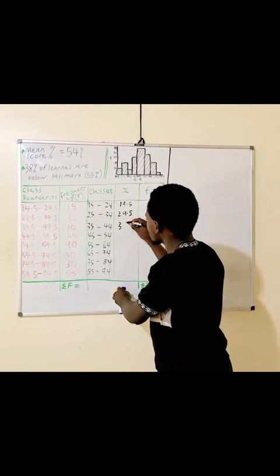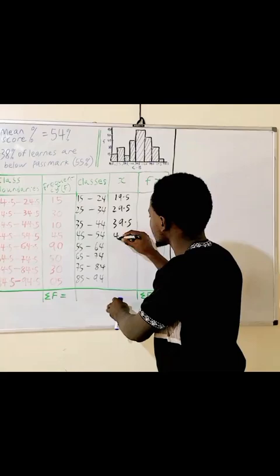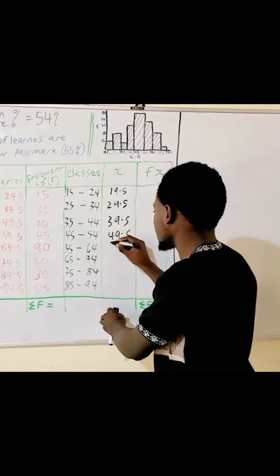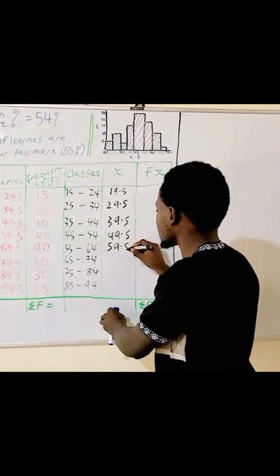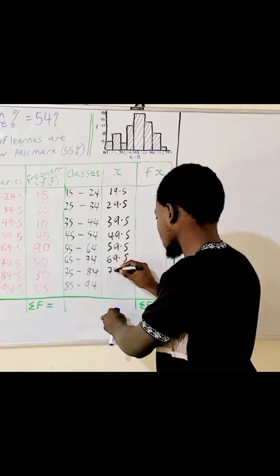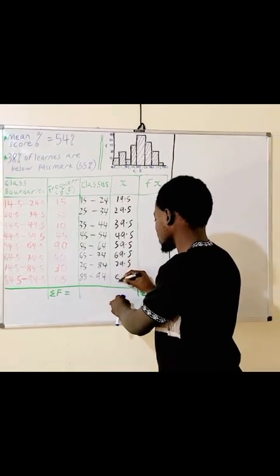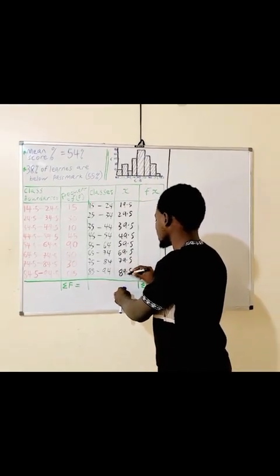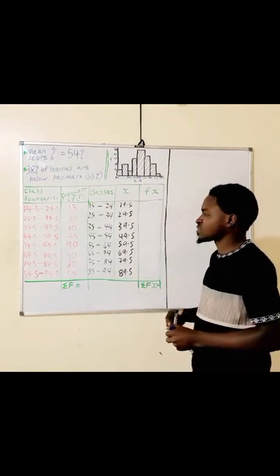29.5, 39.5, 49.5, 59.5, 69.5, 79.5, and 89.5. So those are my values of x.